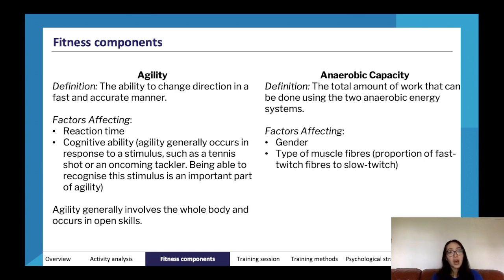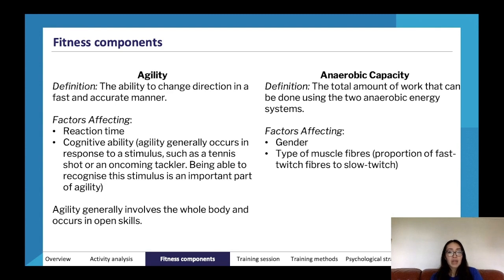Whereas something like serving in tennis is a closed skill because you're completely in control of the ball, in control of your body, and where you're going to hit it. It's completely predictable and self-paced as well. Okay, I think that's enough for agility.